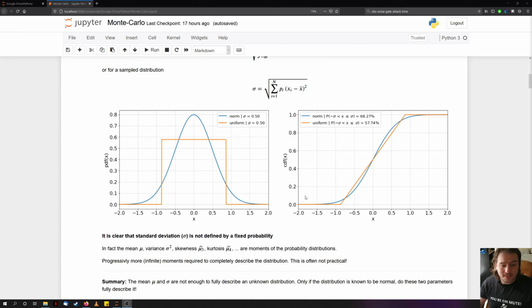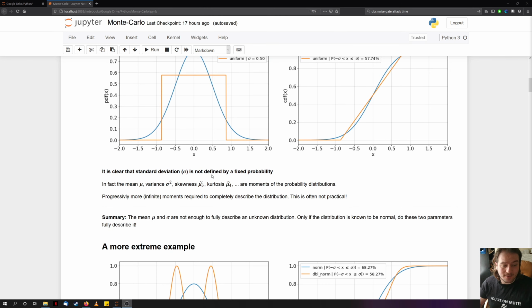But what we can see here is that if we plot their cumulative distribution functions, they are completely different. So we see here that the probability as a function of the variate x is completely different for the two distributions, despite them having the same mean and standard deviation. And so from this, it is clear that the standard deviation is not defined by a fixed probability.